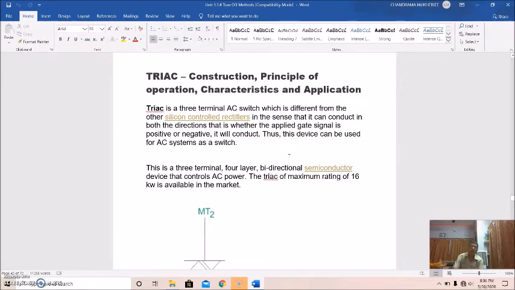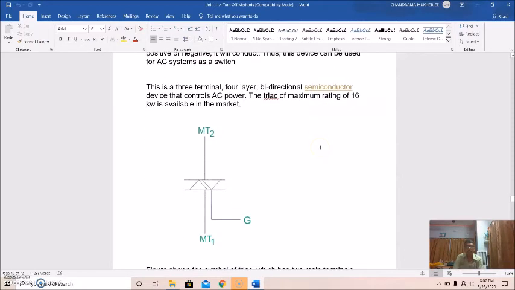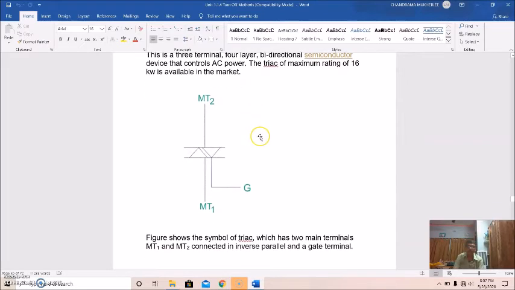Its construction, principle of operation, characteristics and application. A TRIAC is a three-terminal AC switch which is different from other silicon controlled rectifiers in the sense that it can conduct in both directions, whether the applied gate signal is positive or negative. So this device can be used in an AC system as a switch. It's a three-terminal, four-layer bidirectional semiconductor device that controls AC power. A TRIAC with a maximum rating of 16 kilowatts is available in the market.